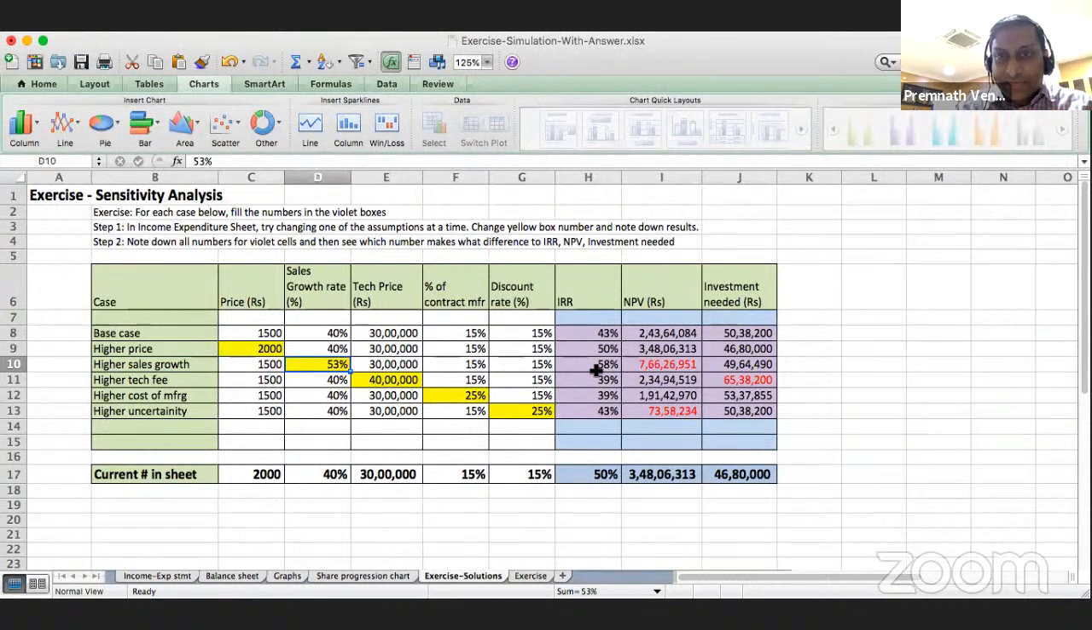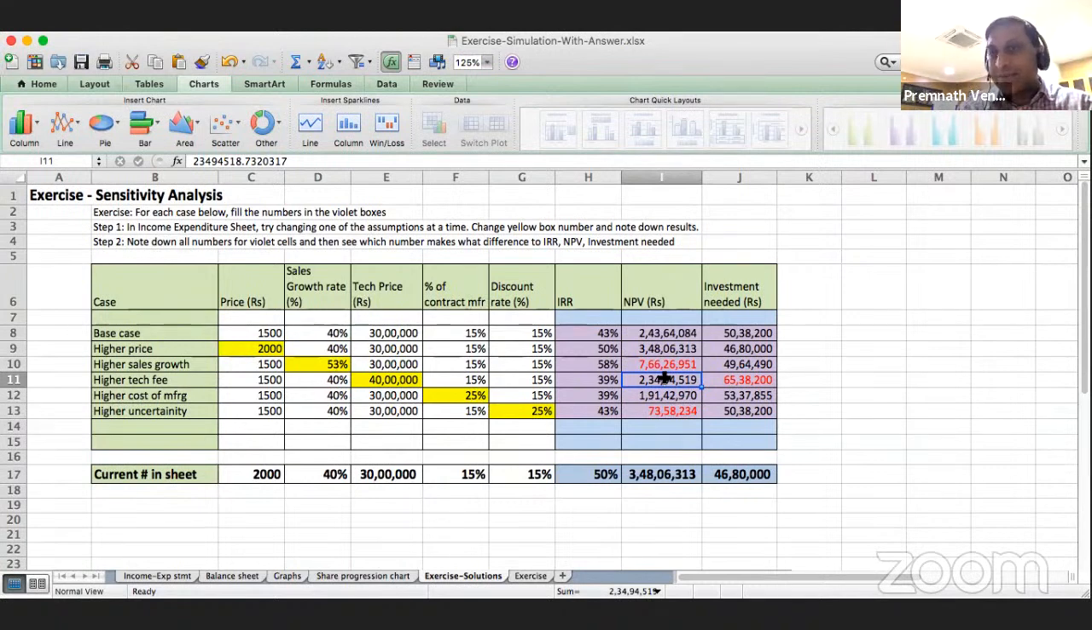You can see again the IRR went up, but the NPV went up quite a bit. Okay, so the growth rate, the NPV went up quite a lot. And then investment needed is roughly about the same. If the tech transfer fee was higher at 40 lakhs, you saw that the NPV and the IRR came down, right, for that person.